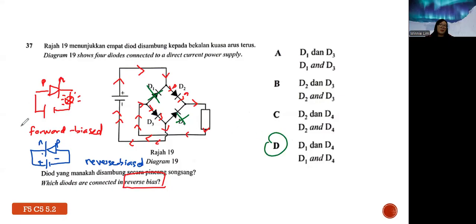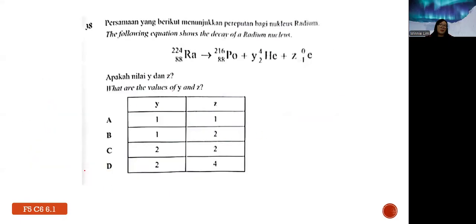D. Okay, then last three questions, number 38. The following equations show the decay of a radium nucleus. So what are the values of Y and Z?